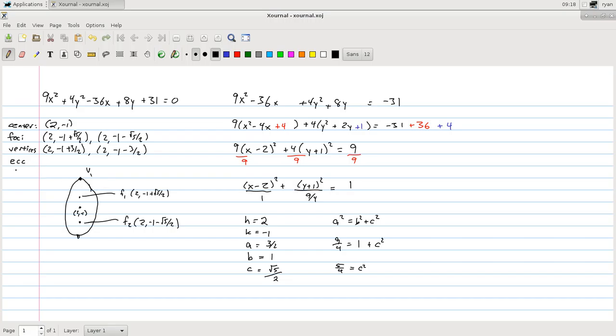And then to find the eccentricity, we have a formula, and this is that eccentricity is c over a. c we've calculated already as √5 over 2, divided by a, which we have as 3/2. So we can flip and multiply here. We can write this as √5 over 2 times 2 over 3, and these will reduce to give us √5 over 3.